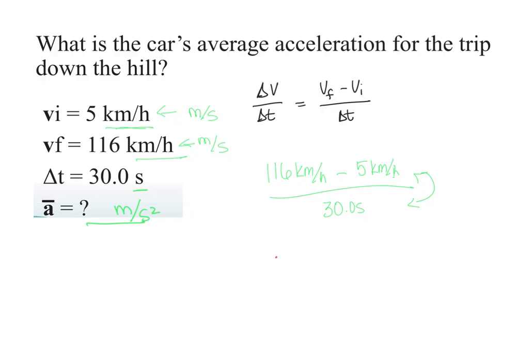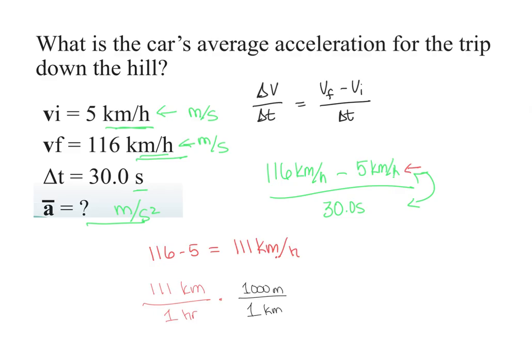Without doing two conversions, I would probably recommend that we just do the subtraction first. If we do 116 minus 5, that's going to give us 111 kilometers per hour. And that's what we need to convert. We need to convert 111 kilometers per 1 hour to meters per second. Converting the kilometers, remember 1 kilometer is 1,000 meters. And converting the hours, 1 hour is 3,600 seconds.